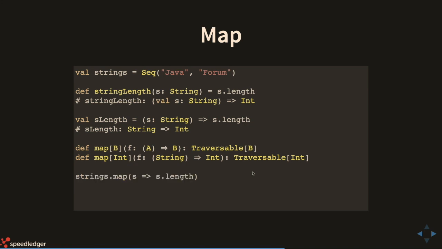So the map function, as we saw, wants a lambda. So we can either type it out ourselves. We can use the underscore syntax, which we saw before. Or we could pass in any of the functions that we defined. So there's a couple of different ways to write the same thing.